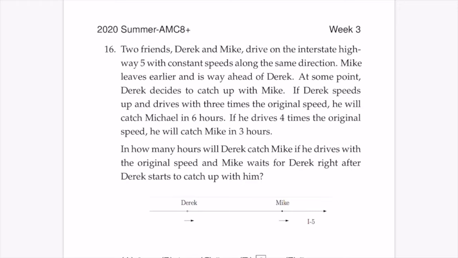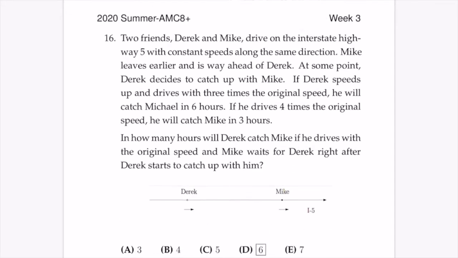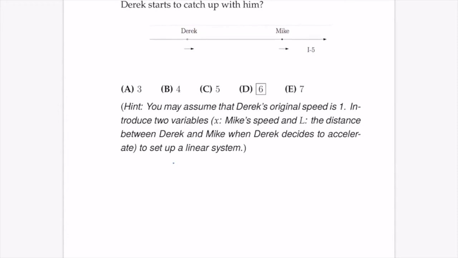Problem 16. We use the hint that we assume the original speed of the rig was 1. So suppose Mike's speed is x. If the rig speeds up 3 times, he will catch up with Mike in 6 hours. That means 3 minus x, if we assume Mike's speed is x, would be their relative speed. And in 6 hours, the distance would be 6 times 3 minus x.